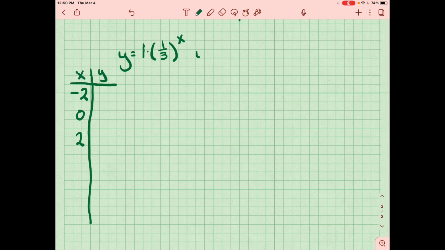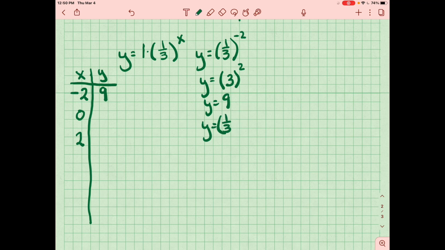So if I did this, I'd have y equals 1/3 to the -2. Remember that the negative in the exponent is going to flip our fraction over. So we're actually going to have 3 over 1 squared, or y equals 9. Y equals 1/3 to the 0 power. Anything to the 0 power is 1. And then y equals 1/3 to the 2nd power is going to be 1 squared is 1 and 3 squared is 9. So that's just 1/9.